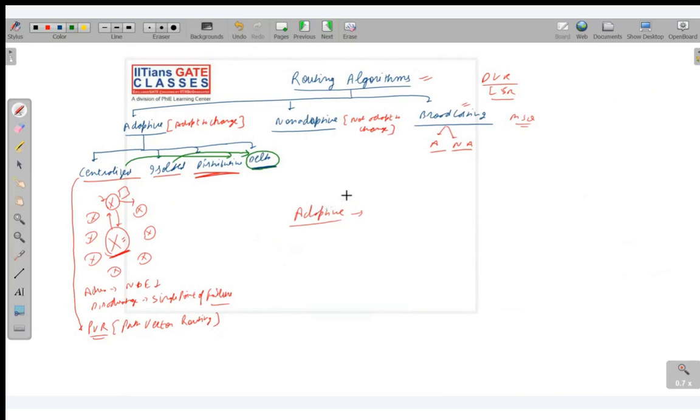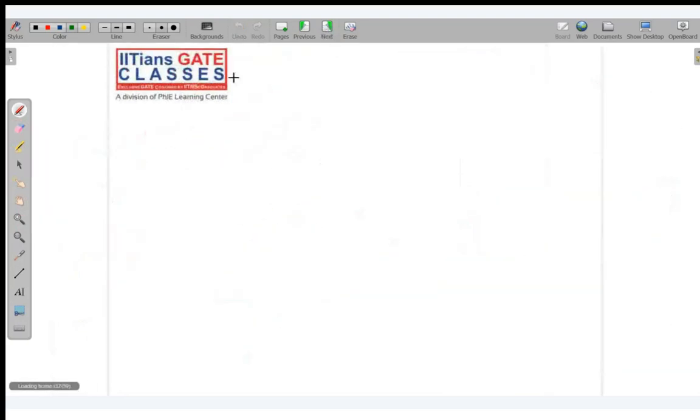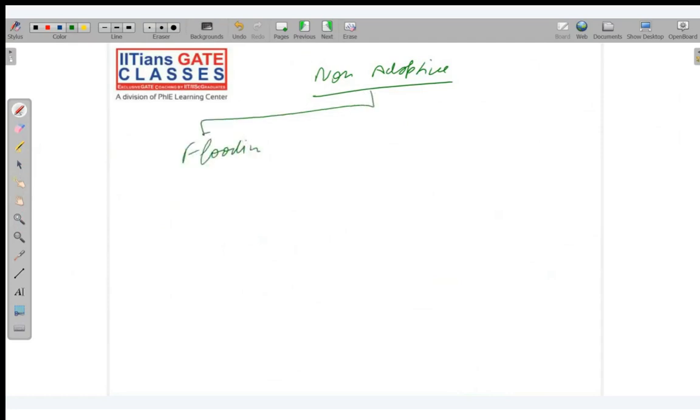So next we are going to start non-adaptive routing. Non-adaptive is of three types: flooding, random walk, and multipath. Just try to remember the names only.